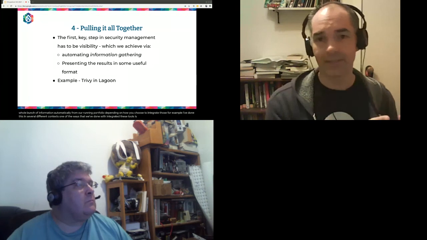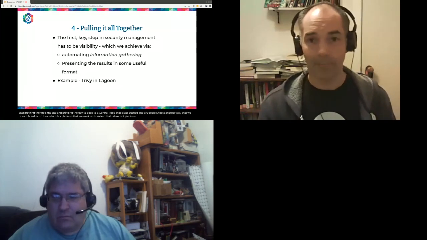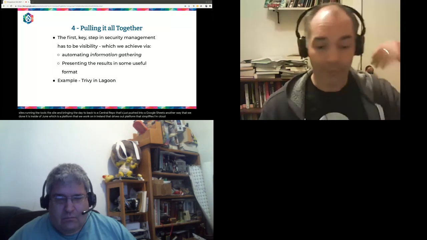For example, I've done this in several different contexts. One of the ways that we've integrated these tools is by using Ansible, actually connecting to the sites, running the tools on those sites, and bringing the data back to a central repo that's just pushed into a Google Sheet. Another way that we've done it is inside of Lagoon, which is a platform that we work on at IO and that drives our platform that simplifies cloud deployment, management, and so on. We've integrated Trivy and Drutney into Lagoon.